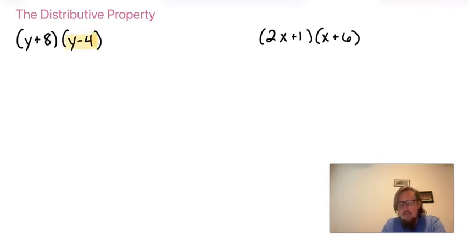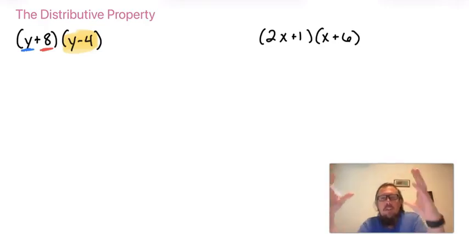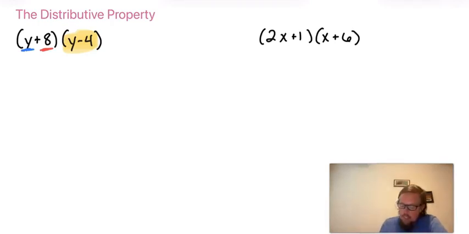We've got a set of parentheses, y minus 4, and in front of these parentheses, we have two terms. We have a y and we have an 8. I know those terms are in parentheses, but I want you to think of it like our parentheses are y minus 4, and we have two things in front of those parentheses, and both of those things are going to get distributed. So here's what this looks like.